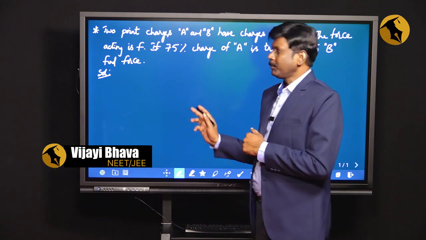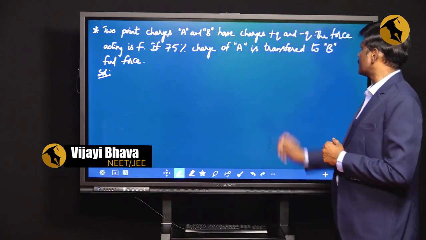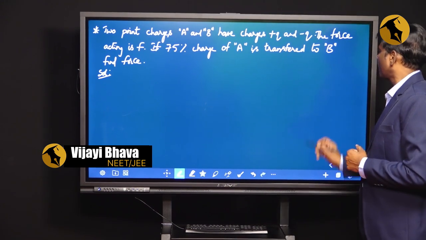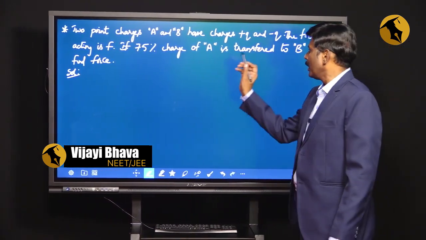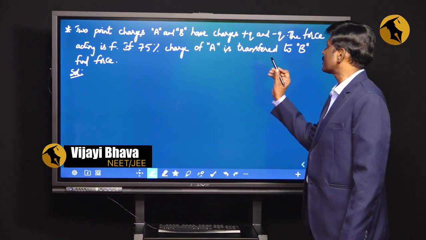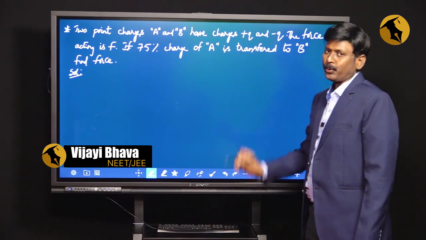Look at the numerical. Two point charges A and B have charges plus Q and minus Q. The force acting is F. If 75% charge of A is transferred to B, find the new force.